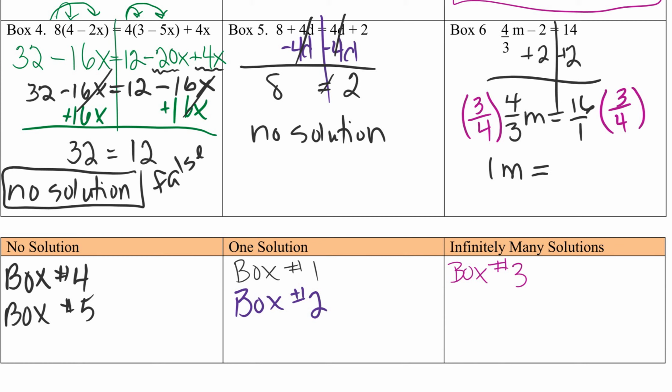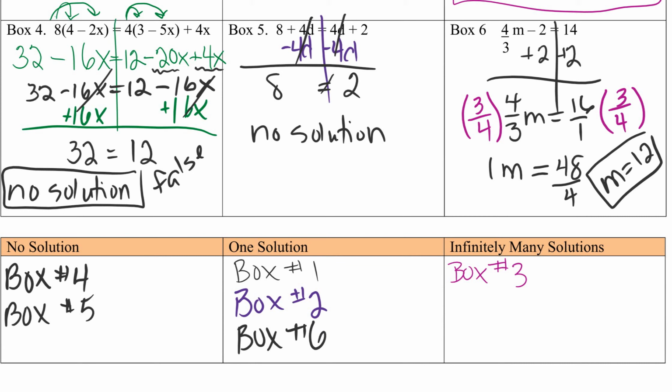And on the other side, let's see, 48 fourths. So that means that m is equal to 12. If I reduce that, that puts box 6 as one solution. Box 6. Okay, so I've showed all my work. I have my answers there, and I have placed all of the answers into the correct bins.